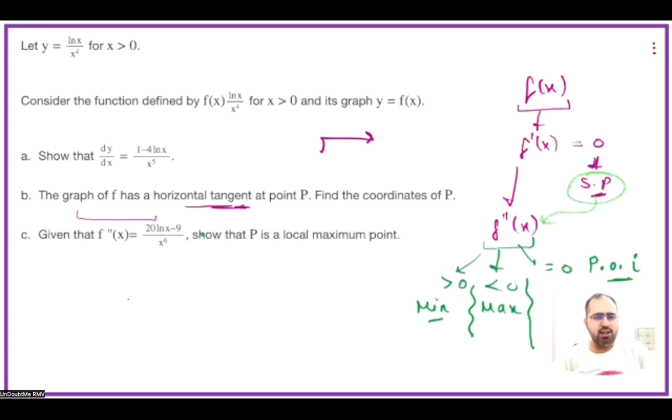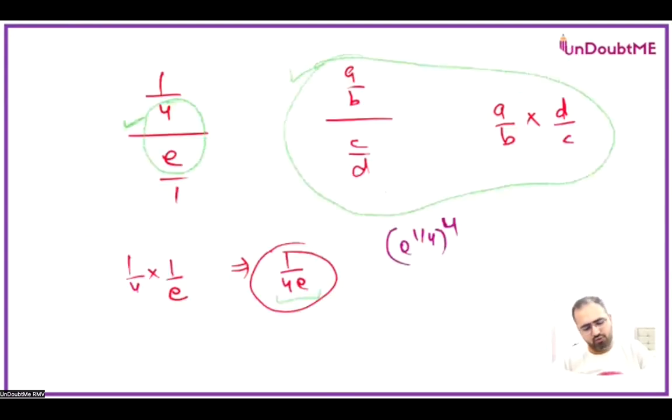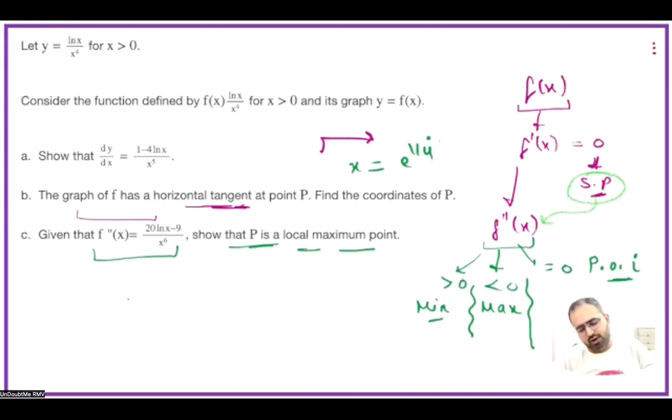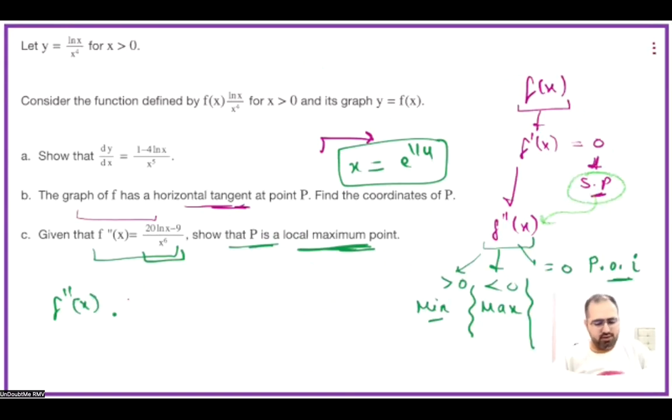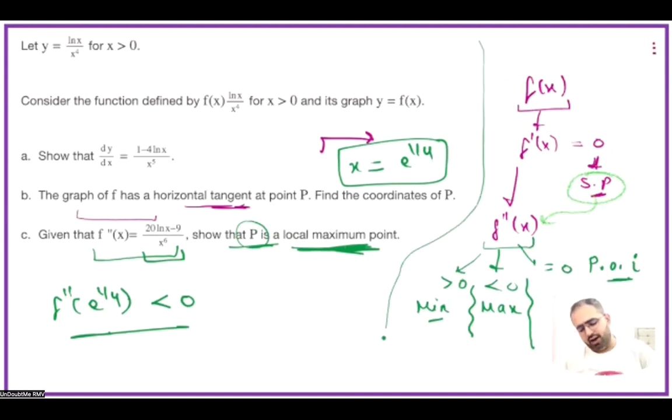So what they are asking in the question, they have given us f double dash x. Show that P is a point of local maximum. So you have to put x is equal to, what was the x coordinate of P? e to the power 1 by 4. So you have to put e to the power 1 by 4 in this and show that the answer will be negative. If f double dash x is negative, then it will be proof that P is a point of maximum. What I have written on the right is just for revision.